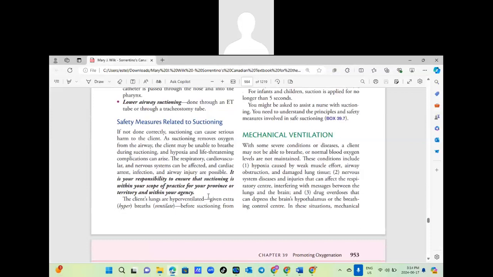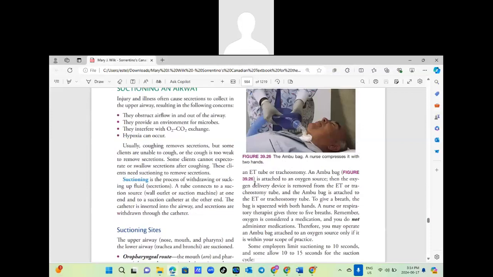The client's lungs are hyperventilated, giving extra breaths before suctioning for an ET tube or tracheostomy. An ambu bag is attached to an oxygen source. Then the oxygen delivery device is removed from the ET tube or tracheostomy tube, and the ambu bag is attached to the ET or tracheostomy tube. To give a breath, the bag is squeezed with both hands.